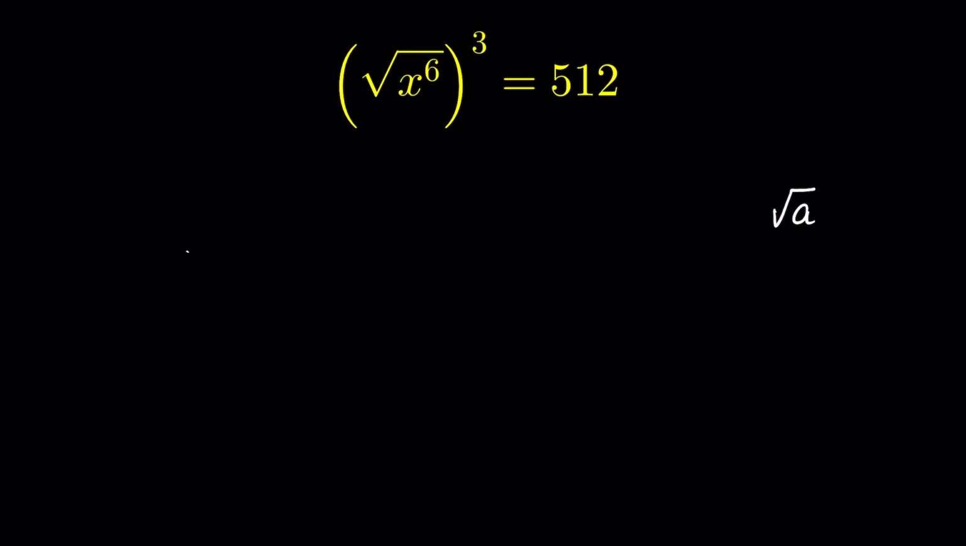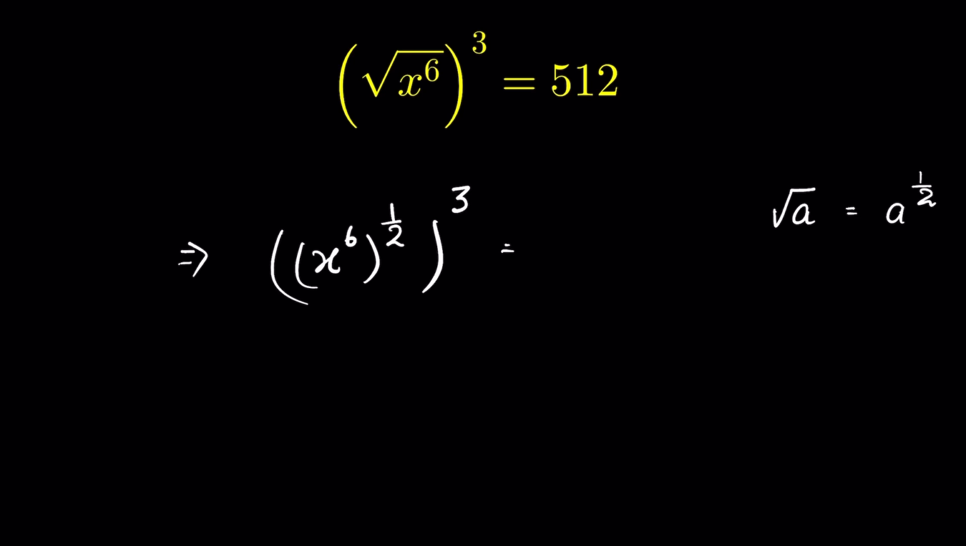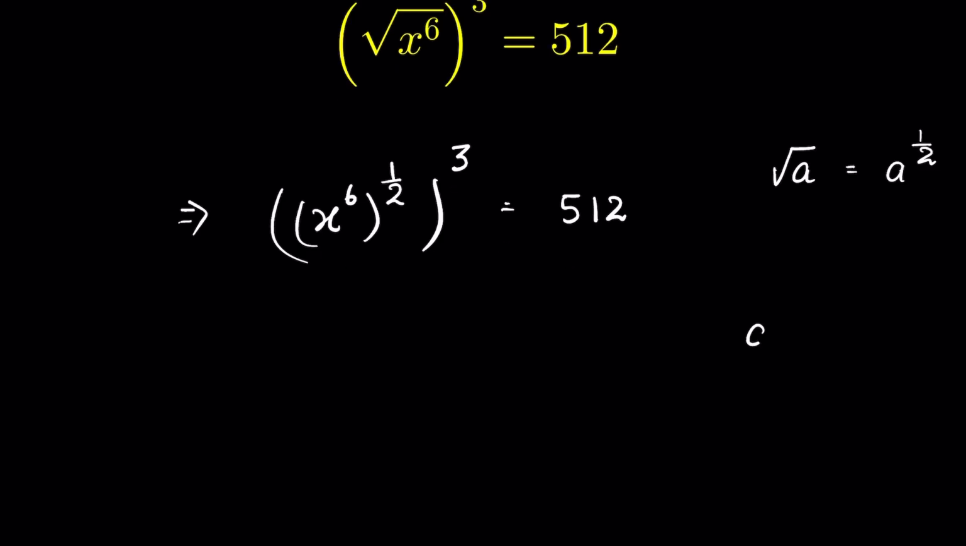Understand that when a is under square root, it is equal to a raised to the power of 1 upon 2. So here we can write x to the power 6 under square root as x to the power 6 raised to the power of 1 upon 2, then whole raised to the power of 3 is equal to 512. Now when a to the power m whole to the power n, it is equal to a to the power m times n. So this will be x to the power 6 times 1 upon 2 times 3 is equal to 512.